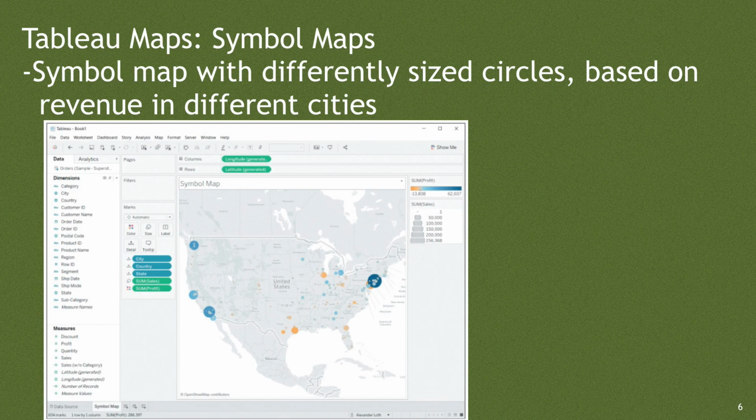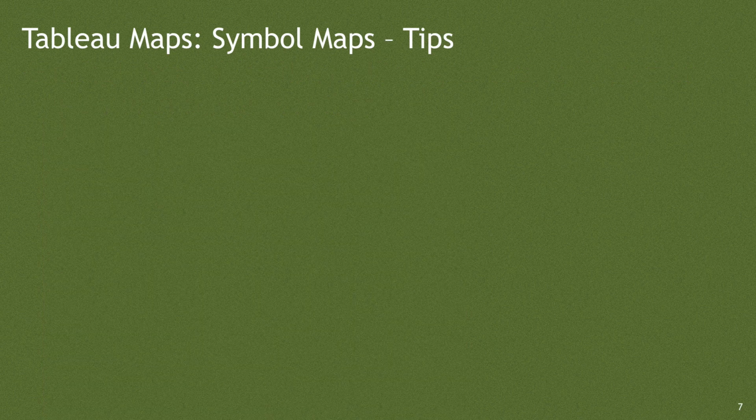On the East Coast, there's a really big one around New York, and on the West Coast, the ones around Los Angeles and San Francisco are quite big. Then there are ones in Texas, and up by the Great Lakes. So the symbol map has differently sized circles based on revenue in different cities. Again, more revenue, bigger circle.